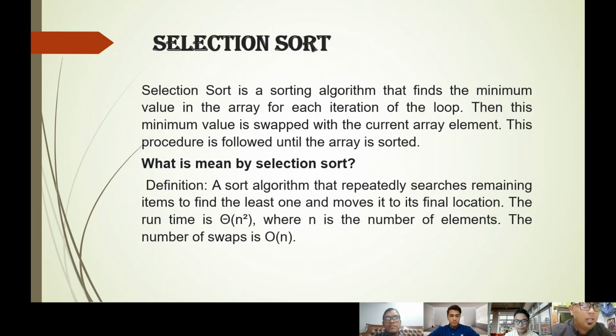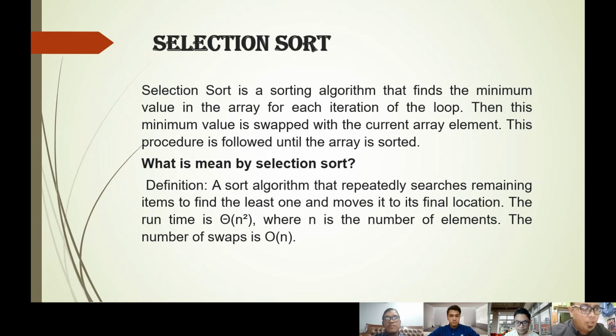Next, the selection sort. Selection sort is a sorting algorithm that finds the minimum value in the array for each iteration of the loop. Then, this minimum value is swapped with the current array element. This procedure is followed until the array is sorted.